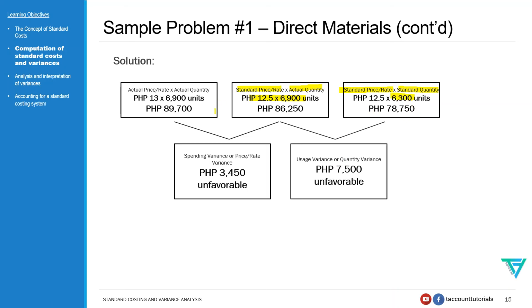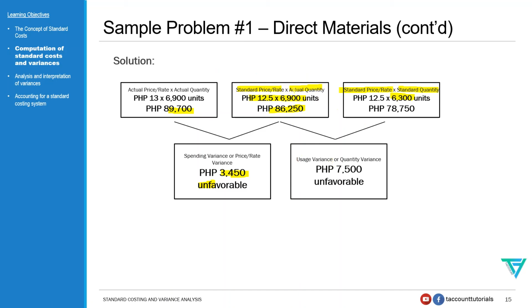And then to proceed, we can deduct the first two items here to arrive at the spending variance of 3,450 unfavorable. Unfavorable because 89,700 is greater than 86,250, which leads to overspending on the part of the company because the actuals are greater than the standard at actuals, right?